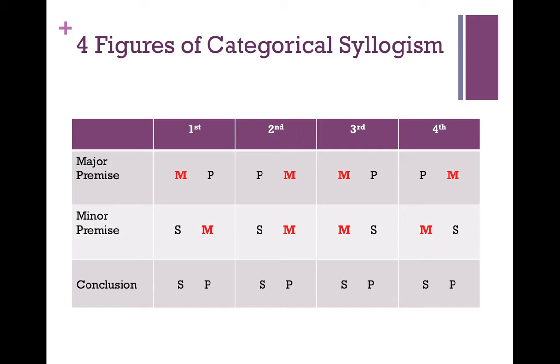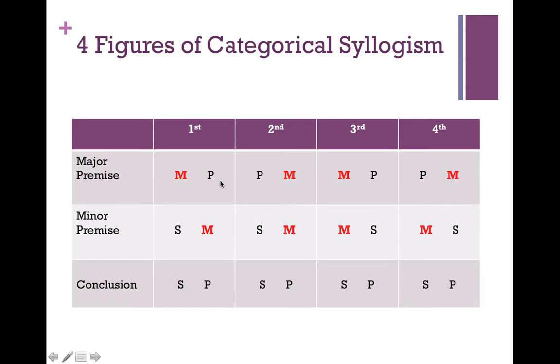And there are basically four figures. And we'll say, well, this argument's in figure 1. And figure 1 would be if the middle term occurs in the subject of the major premise, and then it occurs in the predicate of the minor premise. Figure 2 would be in the predicate of both premises. Figure 3 would be in the subject of the major premise and the subject of the minor premise. And the fourth figure would be in the subject of the minor premise and the predicate of the major.